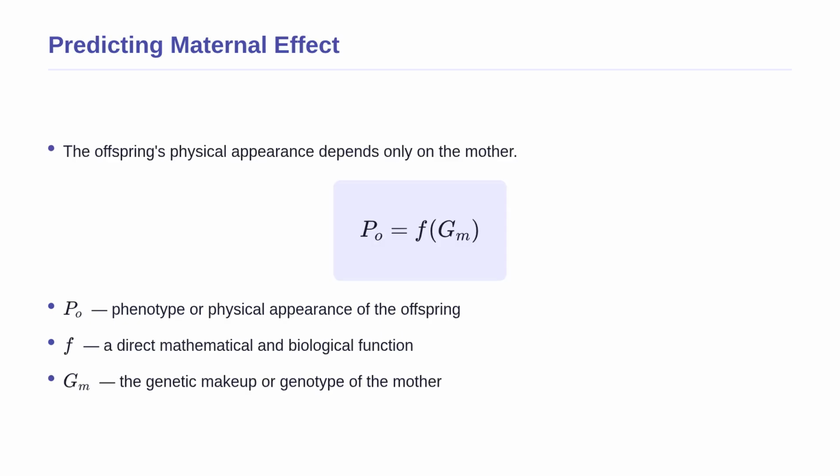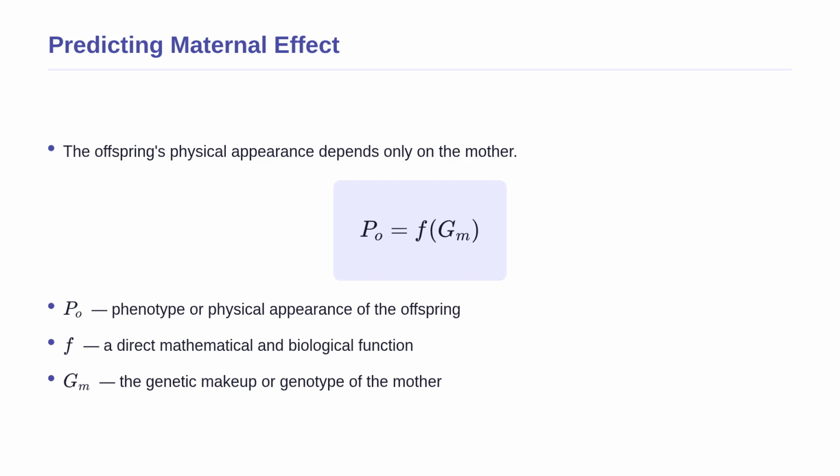To formalize this concept, we use a very straightforward logical formula. PO equals F of GM. In plain English, this states that the physical appearance, or phenotype, of the offspring, represented by PO, is a direct function of the mother's genetic makeup, represented by GM.